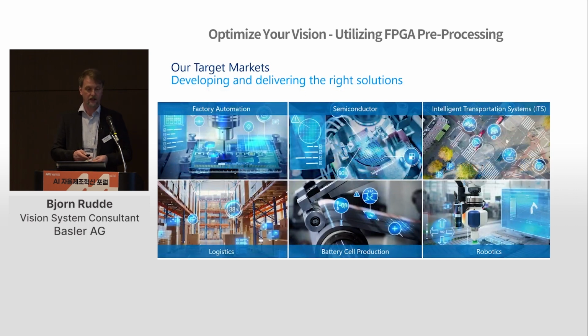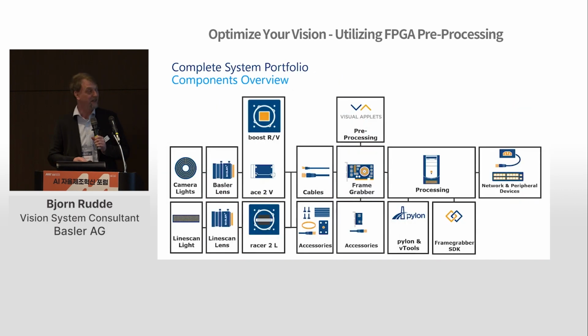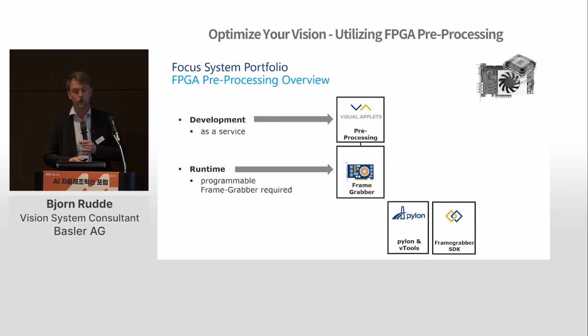So when it's right now about the semiconductor, the factory automation and so on, it's very often about high speed. So these high speed markets, they have different cameras, high speed cameras, and this delivers a high bandwidth of data coming into the software system. And this data needs to be processed. So while this is a complete system portfolio, I will now today focus on the development of FPGA pre-processing and at the same time showing the different runtime hardware devices we have for this. This is of course supported by Basler Pylon and the frame grabber SDK.